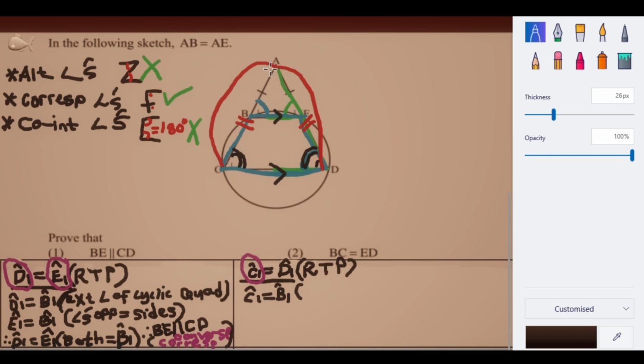Remember, it forms an F. Look at that F there, okay? So angle C1 is equal to angle B1. That is corresponding angles. It's an F, guys, okay? If you want to see that F, this is the F that we're talking about here. This F, okay? That is the F that we're talking about.